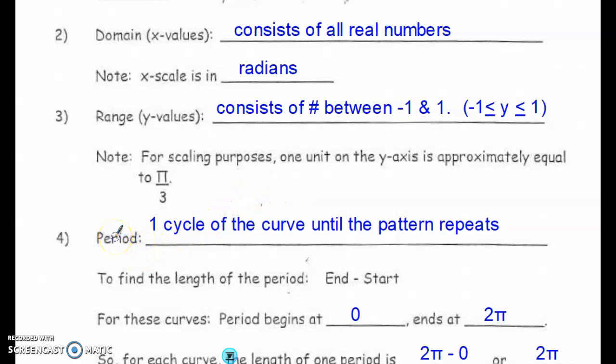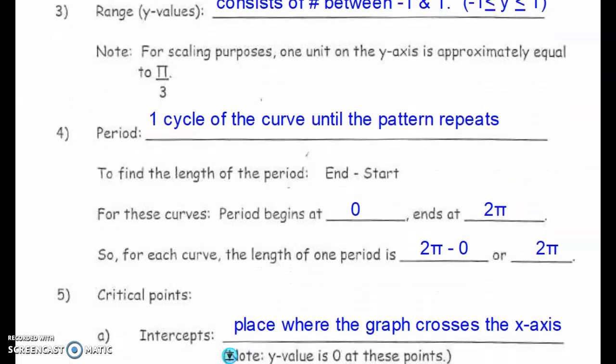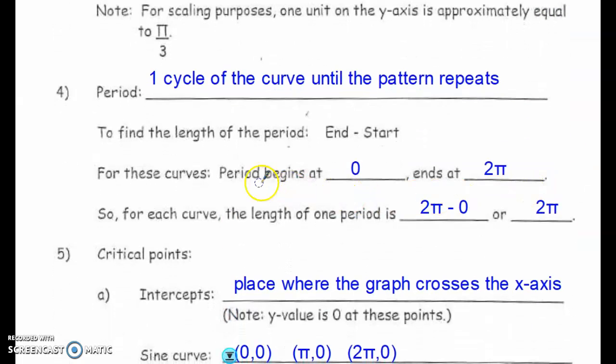The period is one cycle of the curve until the pattern starts to repeat. Our period for sine and cosine begins at 0 and goes all the way out on the x-axis to 2 pi, or 360 degrees. So 2 pi minus 0 is 2 pi, and that is one period for both sine and cosine.